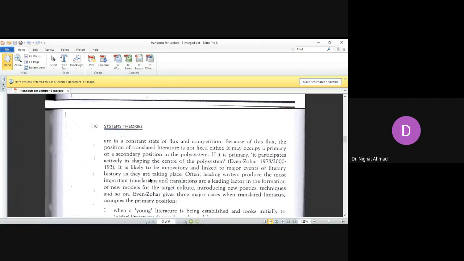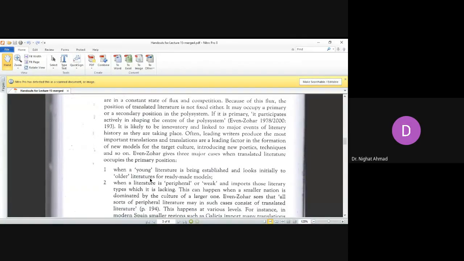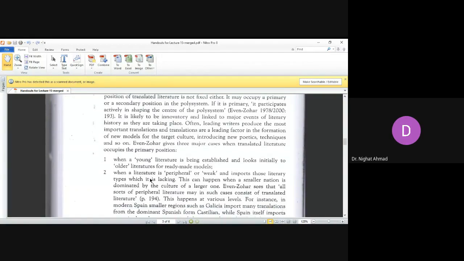So Zohar comes up with three major cases when translated literature occupies the primary position. So what are those three cases? First is when a young literature is being established and looks initially to older literature. So according to Zohar, there are three major cases when translated literature occupies the primary position. So what is that?